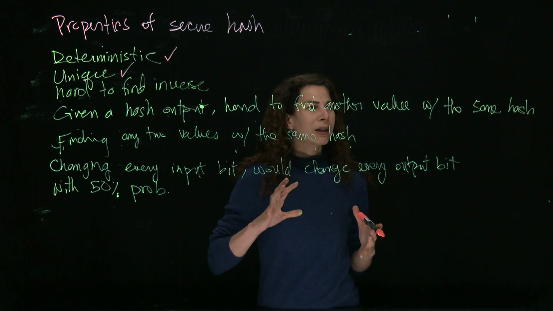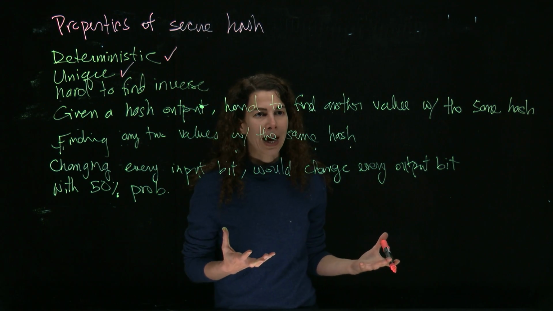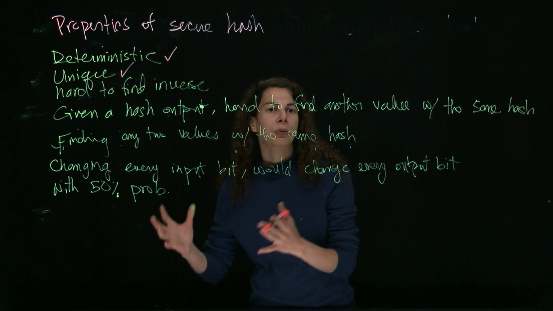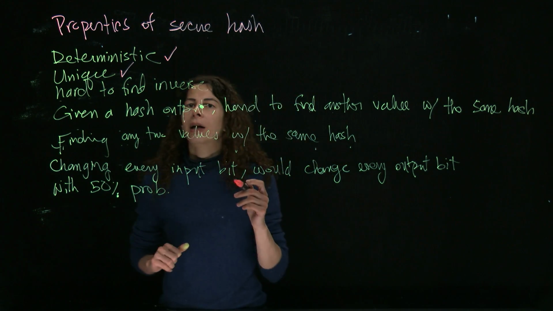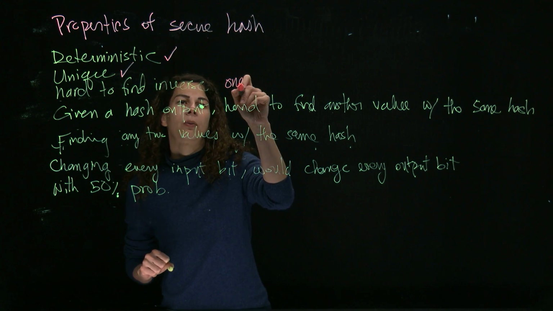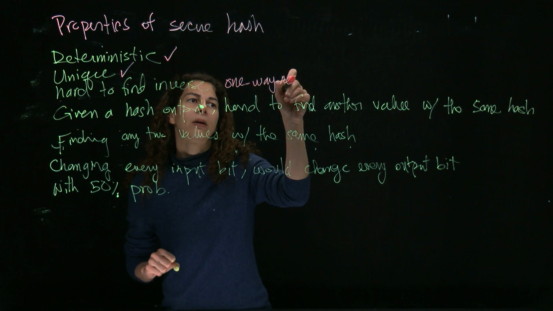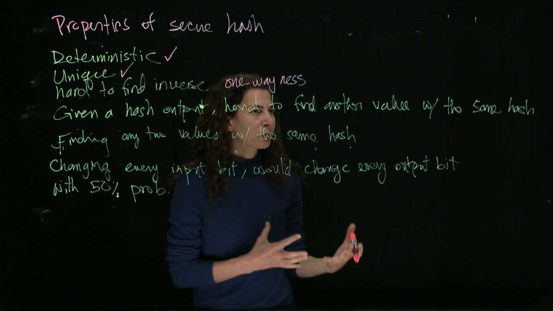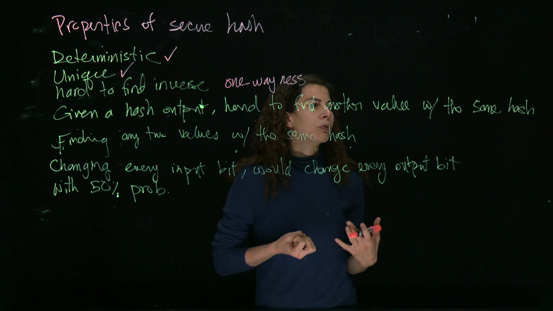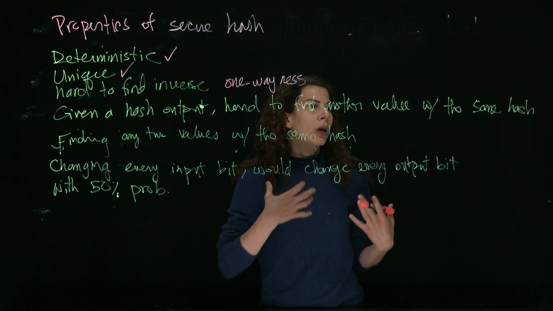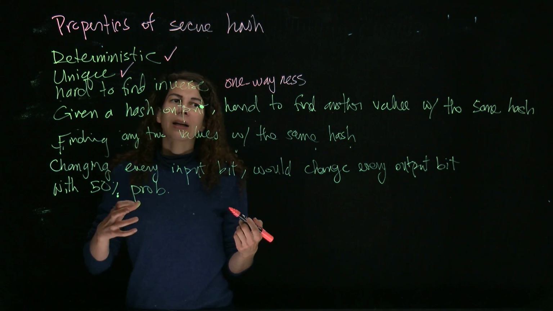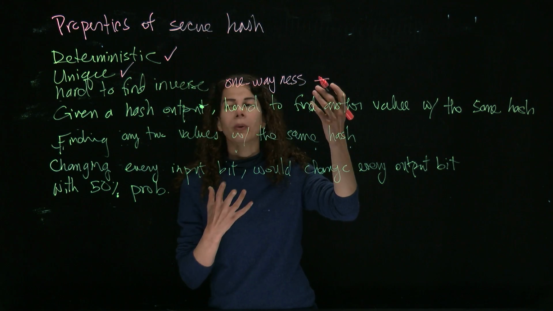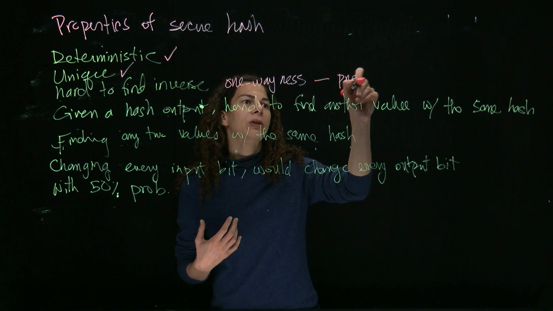The other thing is it should be a one-way function if it's a secure hash. That means that if you have the output, it should be really hard to compute the input. And this is the one-wayness property that we rely on. Given one hash output, it should be hard to find another value with the same hash. And in hashing algorithm language, the one-wayness is often called pre-image resistance.